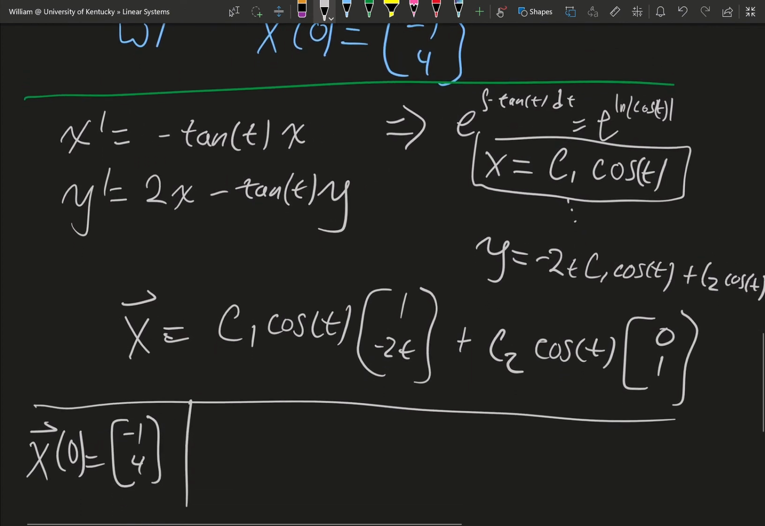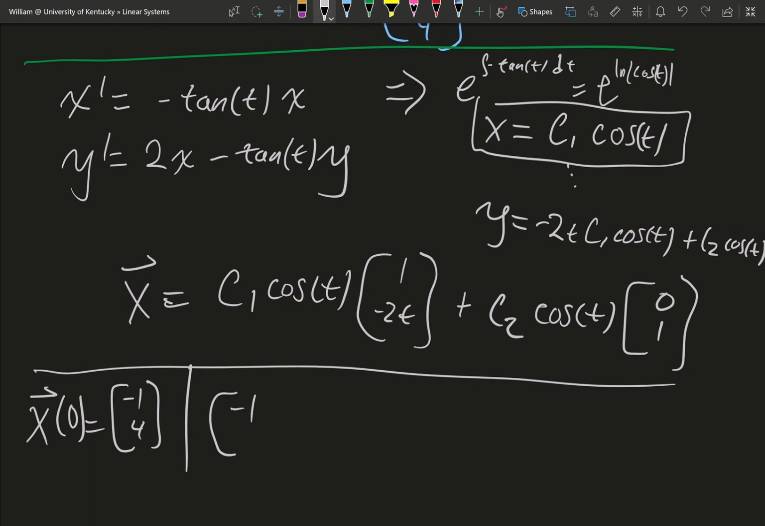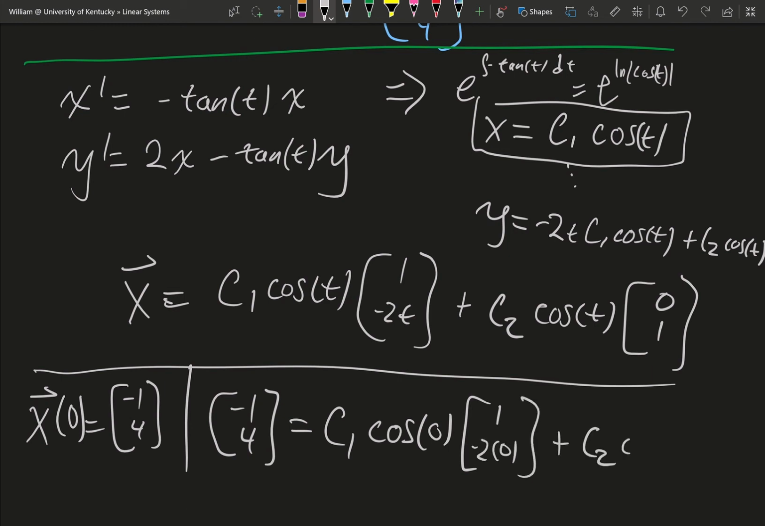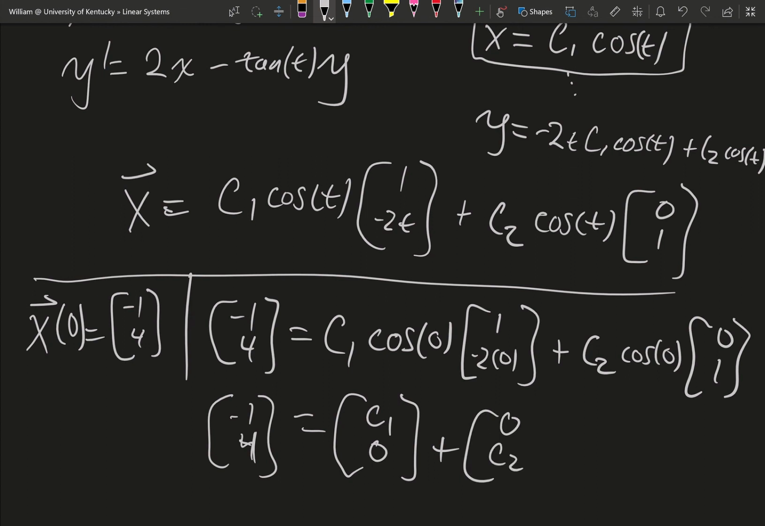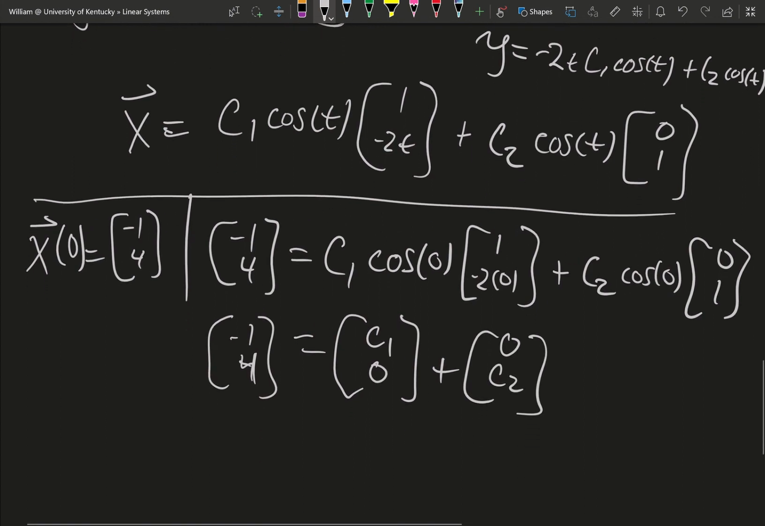So now we'll go ahead and solve for c1 and c2. So negative 1, 4 equals c1 cosine of 0 times 1, negative 2 times 0, plus c2 cosine of 0 times 0, 1. The math on this one works out to be incredibly simple. We just end up with c1 is negative 1 and c2 is 4.